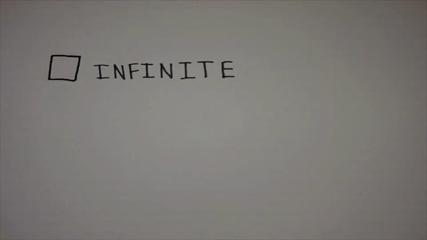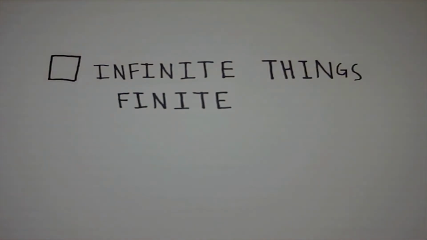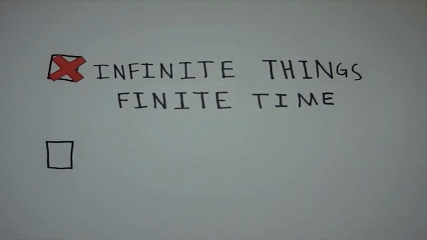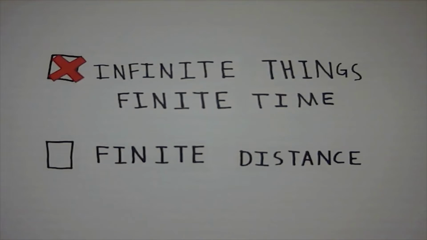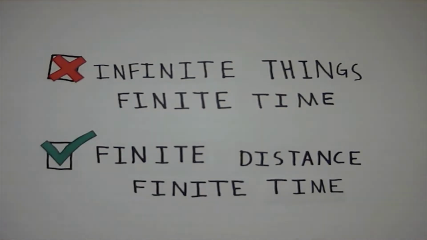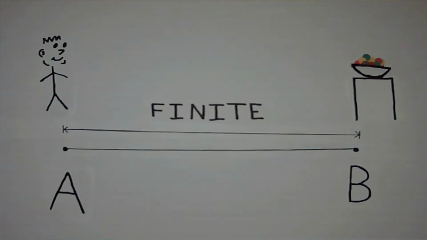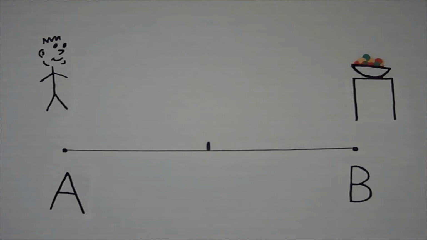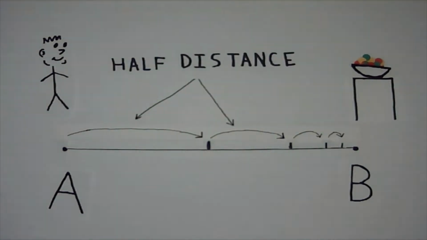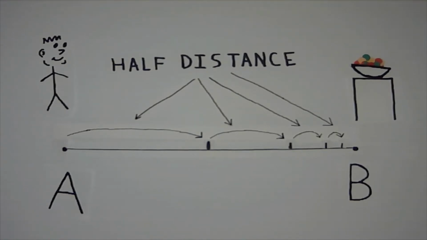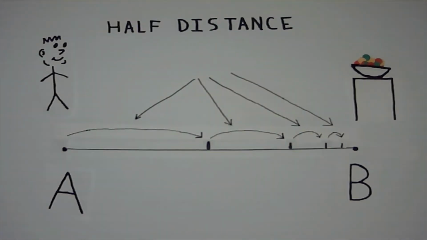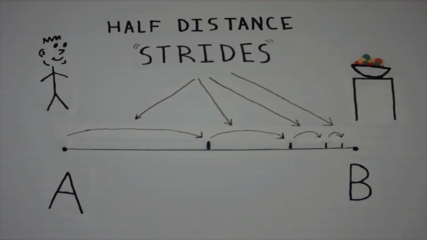While it's true it's not possible to do an infinite amount of things in a finite amount of time, it is possible to move a finite distance in a finite amount of time. For our journey to be possible, we would have to prove that the distance from point A to B is finite. It would be helpful to define our position as a function of how many half distances we've moved. For simplicity, I'll refer to these half distances as strides.